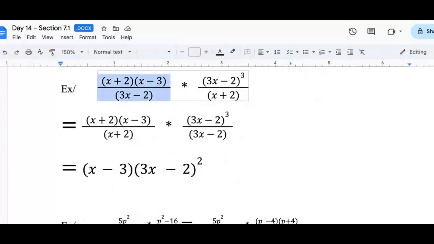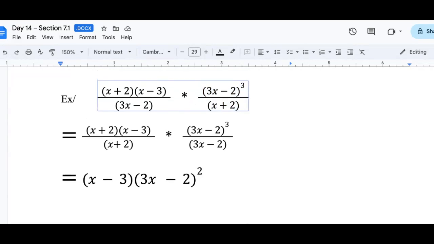Let's see this example of x plus 2 times x minus 3 times 3x minus 2 cubed, over 3x minus 2 times x plus 2. We just look for the same factors in the numerator and in the denominator, right? Because the numerator divides the denominator, we get the quotient. So in this case, you see x plus 2 in the numerator, x plus 2 in the denominator. All the relationships are multiplication and division, so we can just go ahead and simplify that to be 1. So we're left with x minus 3 divided by 3x plus 2.